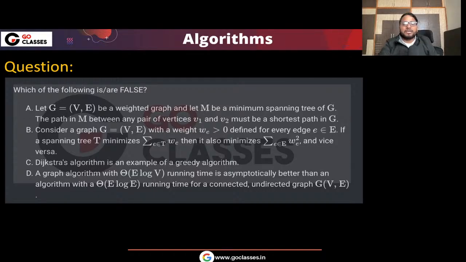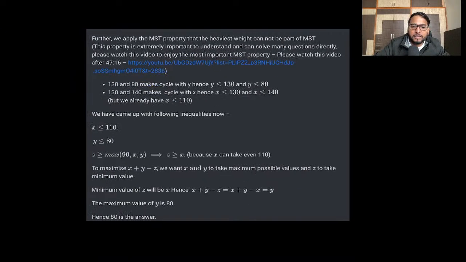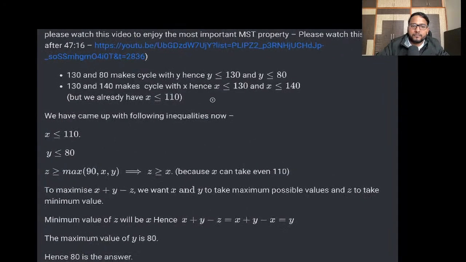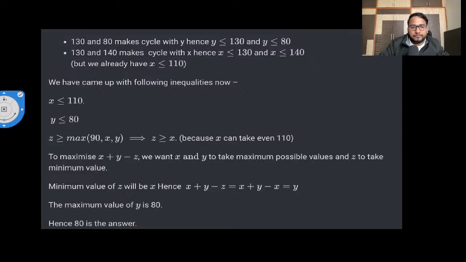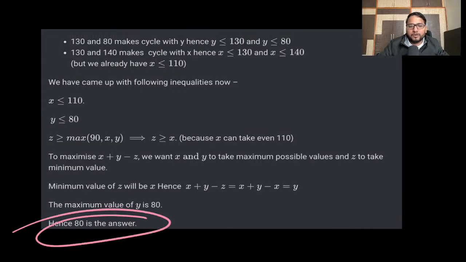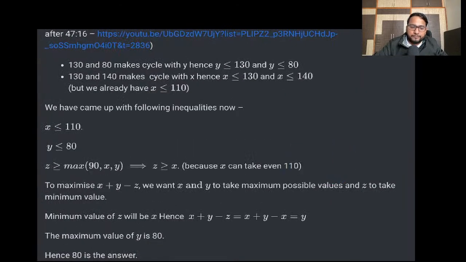Let me know if everything is fine. See here, the answer that we are getting is 80 only. 80 is the correct answer, right? Let me know if you have understood everything in this particular session.